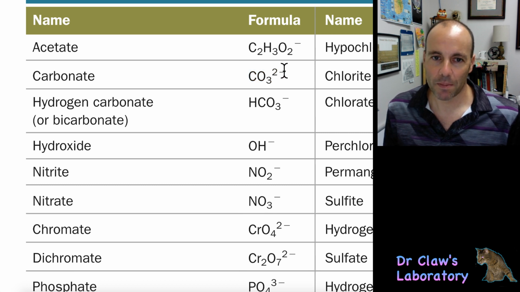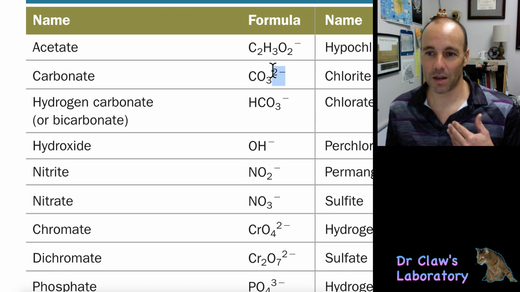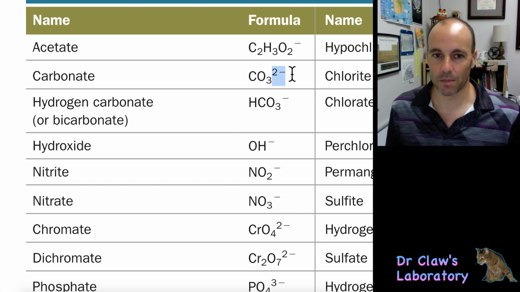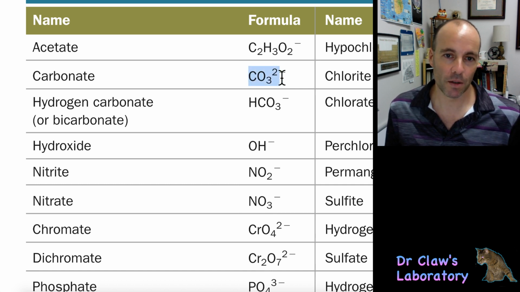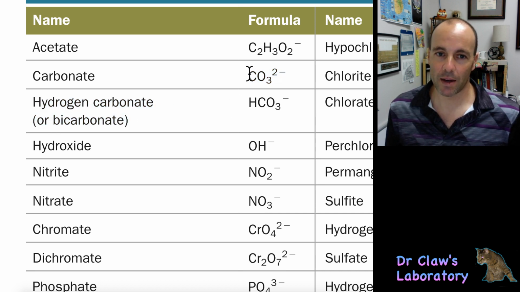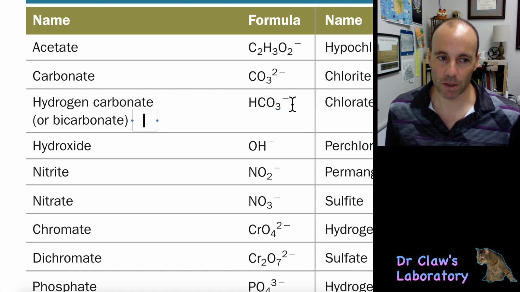And by the way, I don't think it matters if you put 2- or -2. Personally, I do -2. Textbooks typically do 2-. But I've seen both ways in textbooks, so I like the -2. Tro likes 2-. So this is called the carbonate ion. Hydrogen carbonate or bicarbonate is what you get when you add a hydrogen to the carbonate, and the charge on that is only -1. So this is bicarbonate or hydrogen carbonate.